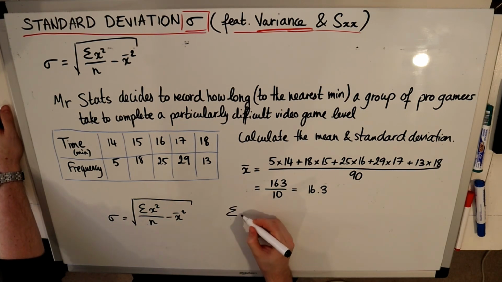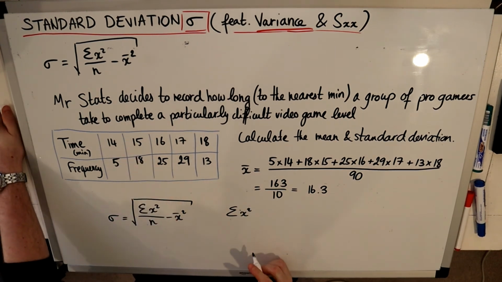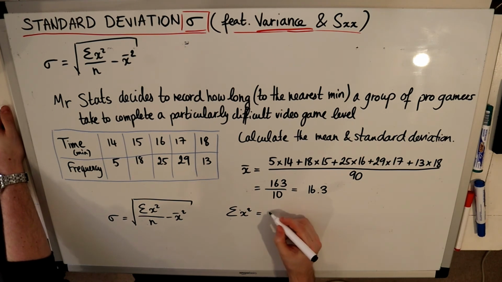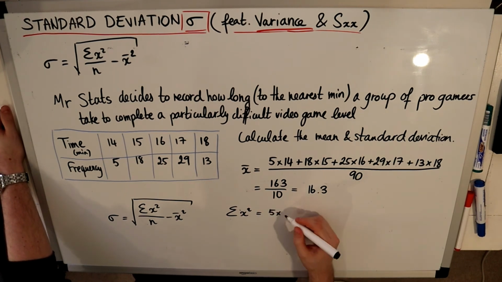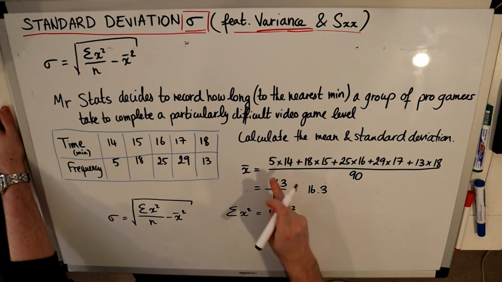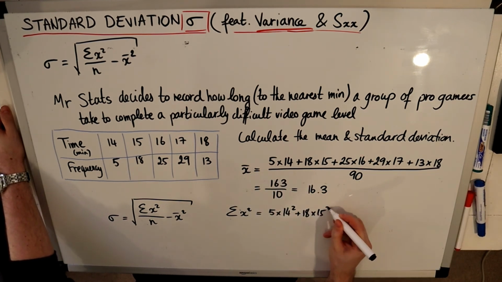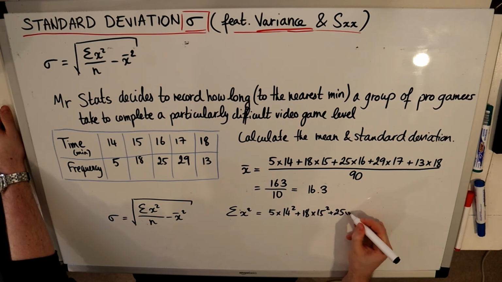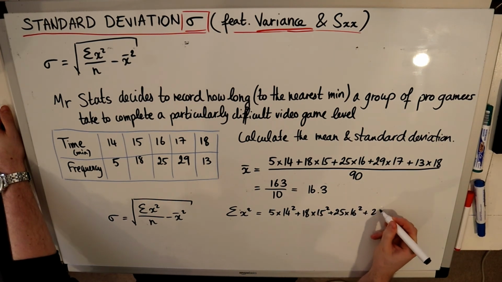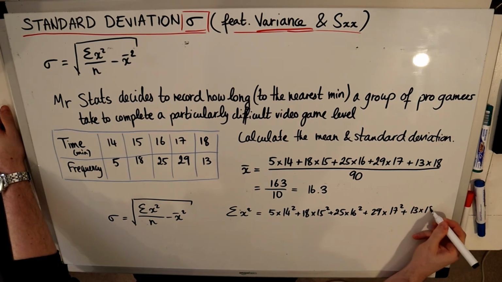So we're going to do this first, and what this is going to be is essentially the frequency multiplied by the term squared. So that is going to be, instead of 5 times 14, we're going to do 5 times 14 squared. Now we have to remember to square the actual value and not the frequency, which is why I wrote this in a nice order. So this is 18 people now got 15 squared, and then 25 people got 16 squared, and then 29 people got 17 squared, and then 13 people got 18 squared.